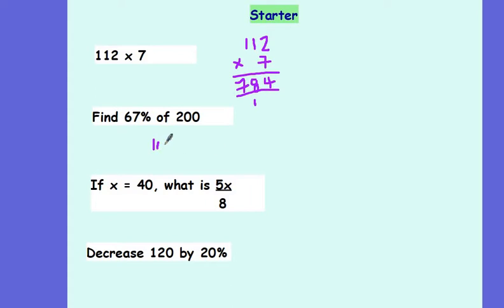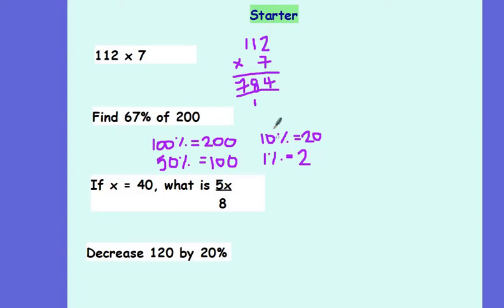You could say that 100% of 200 is 200. Therefore, if I divide that by 2, I know that 50% is going to be 100. I could work out 10% by dividing it by 10. So 10% would be 20. I could then work out 1% and say that was 2, as I've divided the 10% by 10. And then I can put all these together to work out 67%.